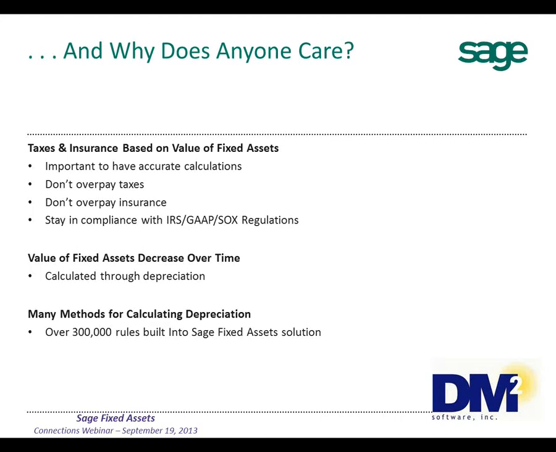Secondly, the value of your fixed assets is always going to decrease over time. A good example that I always like to bring up is that if you purchased a brand new car, once you drive that vehicle off the lot, it depreciates almost immediately, and it's no longer going to be valued at what it once was. So it's important to be able to calculate these values for all of the assets that you actually have in your company. And then finally, different assets do require different methods of depreciation. Our software does provide you with a solution that has over 300,000 tax rules that are built into it.